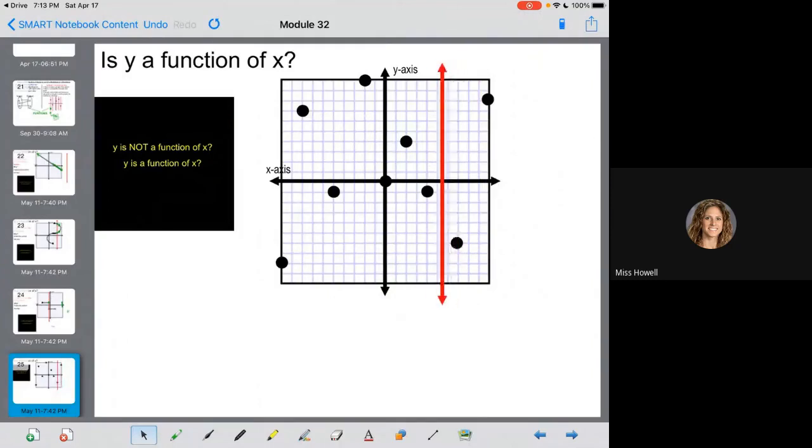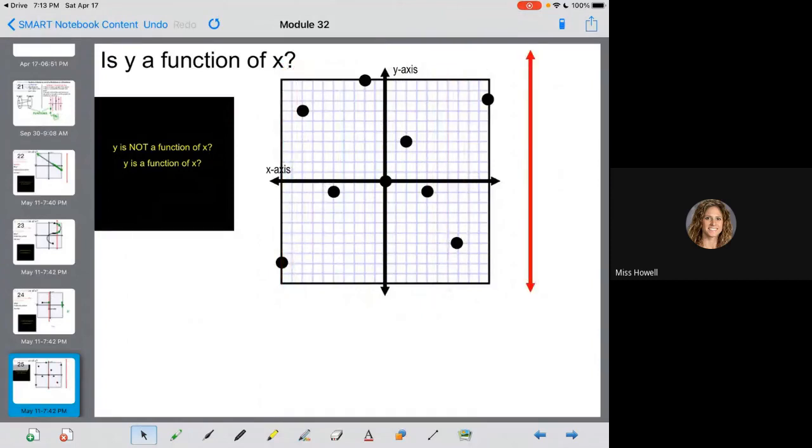Just one dot? Yes. Don't use the axes there. We're just looking at the points of the graph. Yes, we're good. So nowhere on any of these points did we pass 2 points with the same red line.